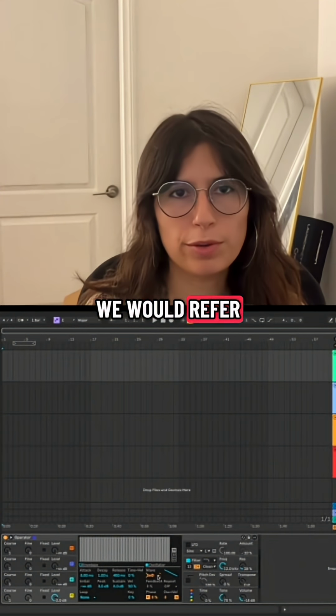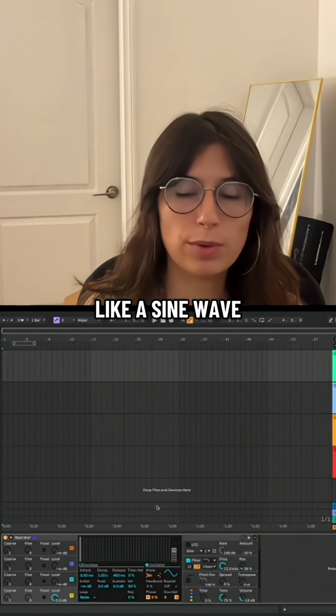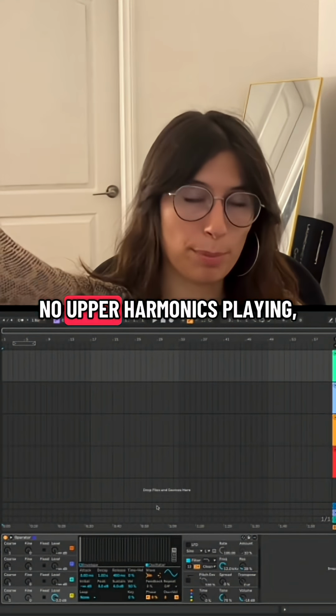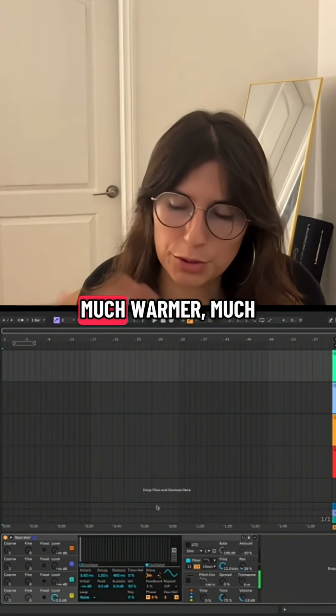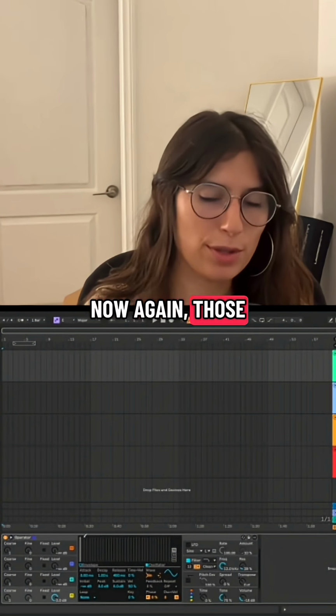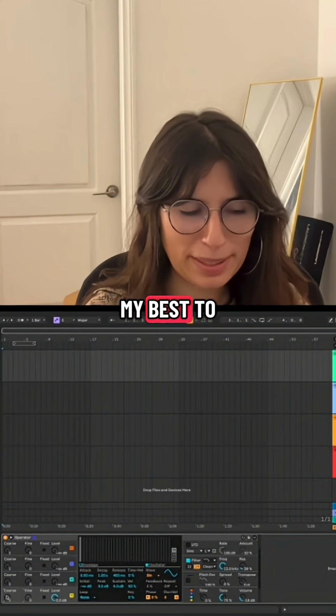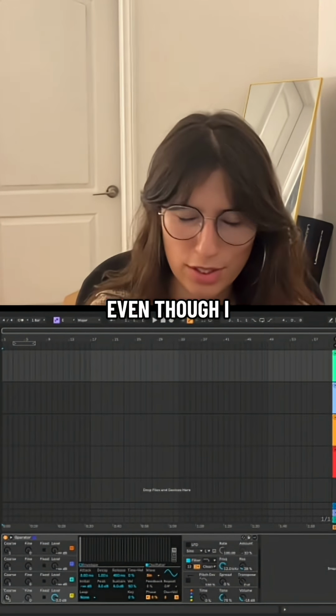Compared to what we would refer to as a much warmer sound like a sine wave, where, spoiler alert, the sine wave is the only time we have no upper harmonics playing. Much warmer, much less grating. Now again, those frequencies that are triggered on top of it are called overtones. I'm gonna try my best to not bore you with a ton of math, even though I do love math.